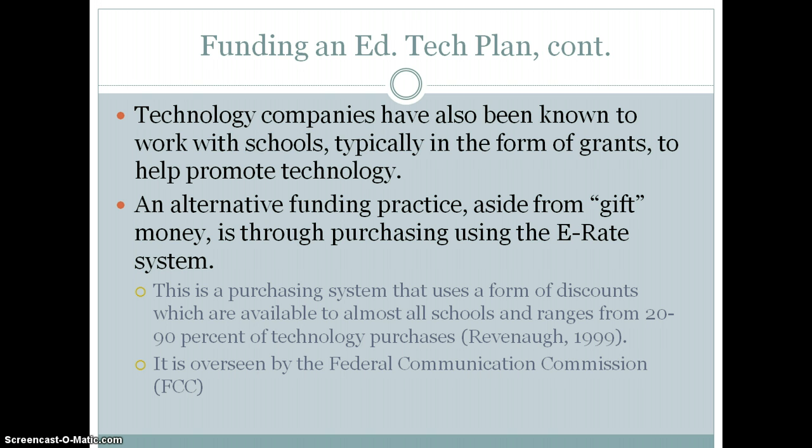And then another alternative funding practice is what's called the E-rate, and it's a series of discounts that schools can apply for. It's a lengthy application process. This is money overseen by the Federal Communications Commission, and discounts can range from 20 to 90% on telecommunications, technology purchases, basically anything educational technology-wise.